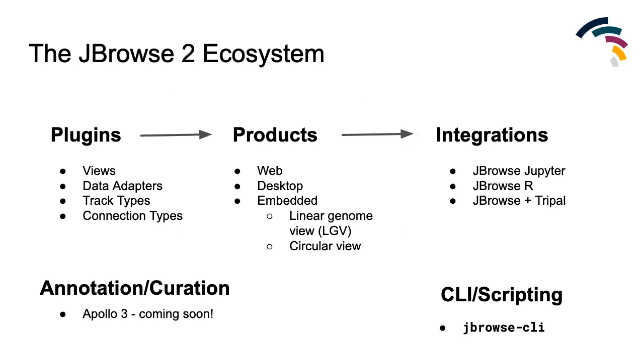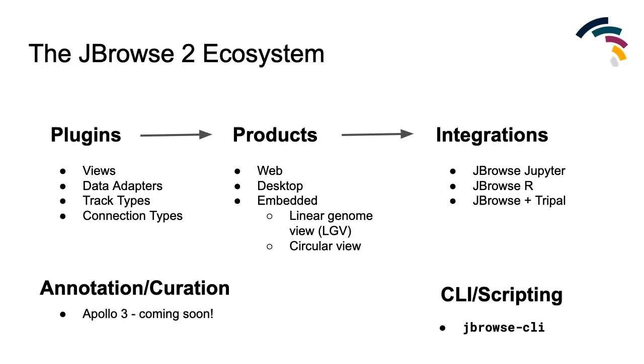So JBrowse 2 isn't actually one product. It's an ecosystem of different products that all share a lot of the same code. Most of the code is actually in plugins. That's where the views and data adapters and things that JBrowse 2 has are implemented. Those plugins are then built into a few different products that we provide: a web version of JBrowse 2, and a desktop version that you can just look at local files with, similar to IGV. We also have a couple of different embedded JBrowse 2 views that people can embed in their own applications, because we saw that there was a lot of demand for embedding.